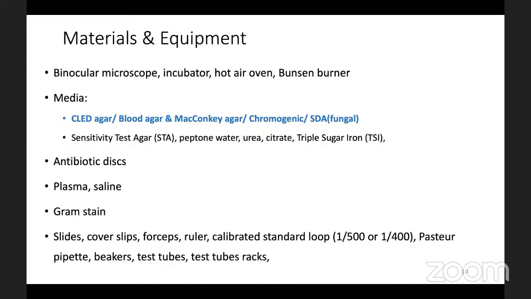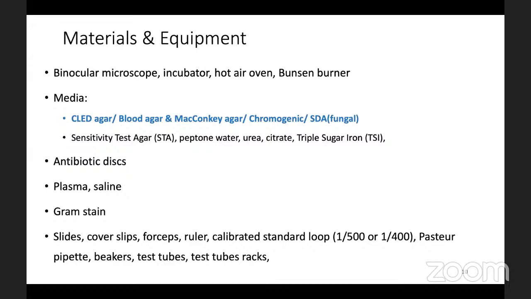The media for urine culture, you can use either CLED, or when you don't have CLED, you can use a combination of blood agar and MacConkey agar. The blood agar will support growth, and the MacConkey will differentiate GNRs for you. You can also use the chromogenic agar that we spoke about yesterday. And when you are suspecting fungal growth, you can use your Sabouraud dextrose agar. You also need sensitivity test agar for your sensitivity, that is, if probably you go ahead and do it. Then the peptone water, citrate, just to mention a few.